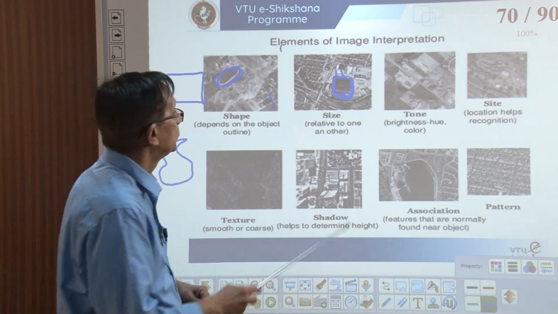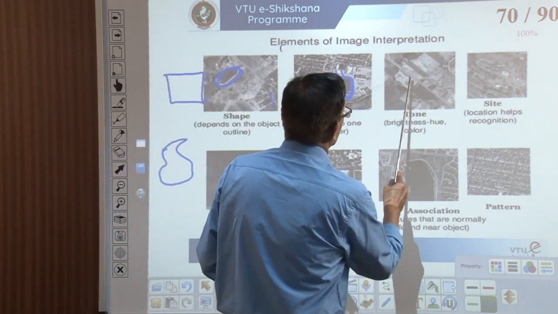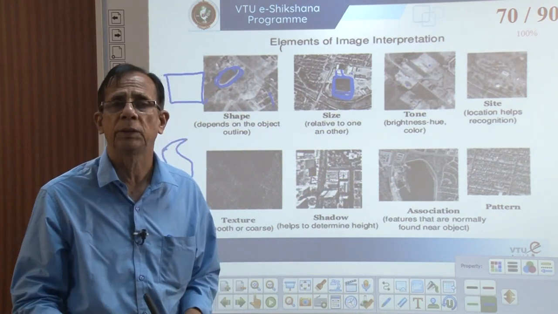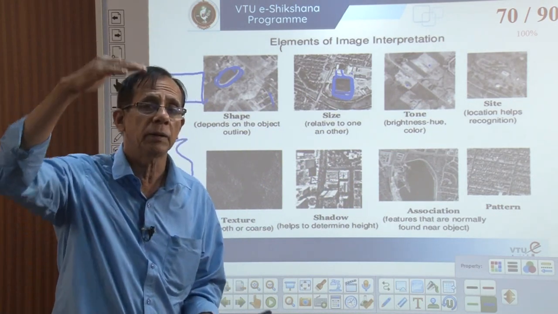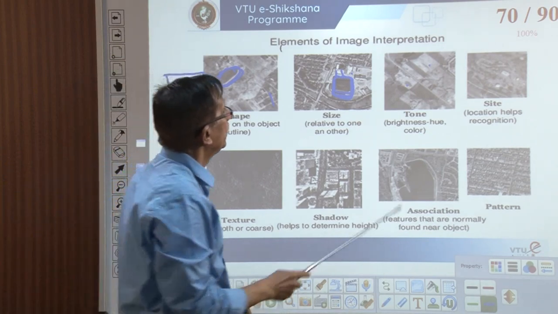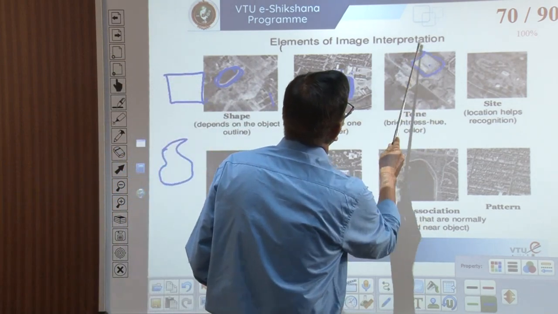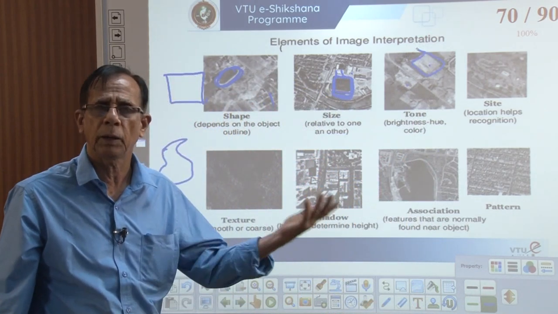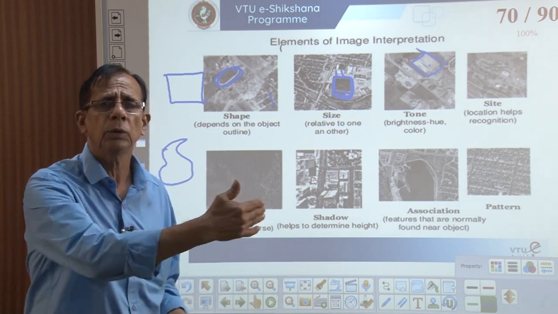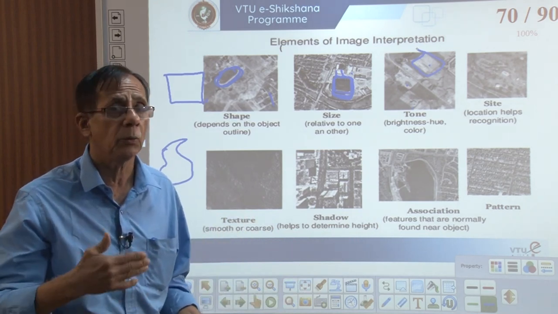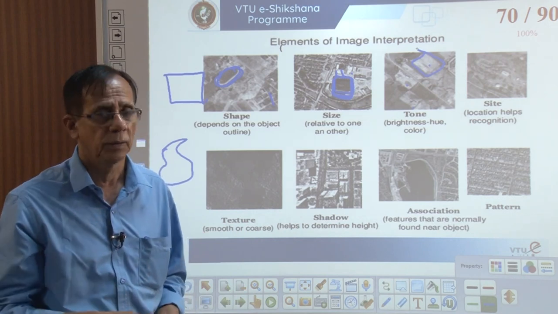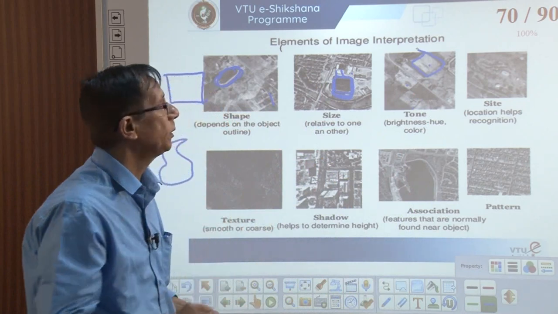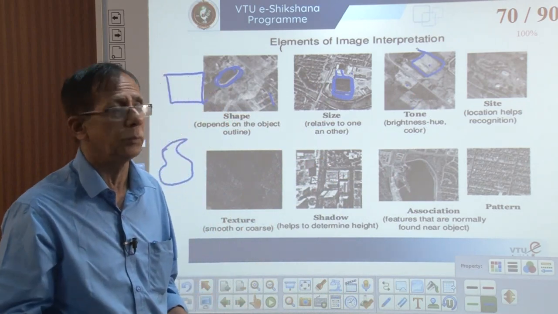No. So the next is the tone, the brightness. If that is covered by vegetation, what could its brightness be? If that is an open ground, what could it be? If this appears to be an open ground, it could be a playground or something like that. It cannot be an agriculture field because the tone is very bright. Agriculture has vegetation, so the tone may be dull. Therefore, the tone, the brightness, is another important factor I have to remember during interpretation.